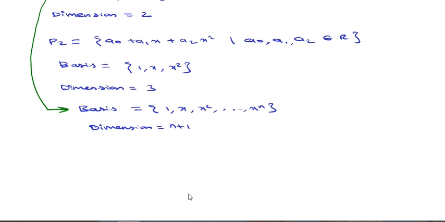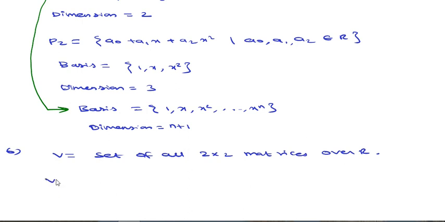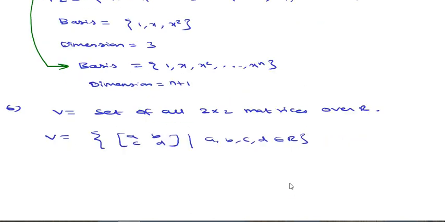So now let us see another category. Suppose we take V as the set of all 2 by 2 matrices over R. So over R means, we will see this set. So V equals the set of all 2 by 2 matrices of the form A, B, C, D such that this A, B, C, D are real numbers.